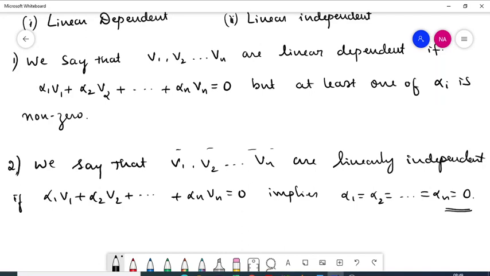If at least one of the scalars is non-zero, then it is linearly dependent. So that is the definition. We say that the vectors v1, v2, ..., vn are linearly independent if the linear combination equal to 0 implies all the scalars are 0. If at least one of the scalars is non-zero, then we say that the set of vectors v1, v2, ..., vn is linearly dependent.